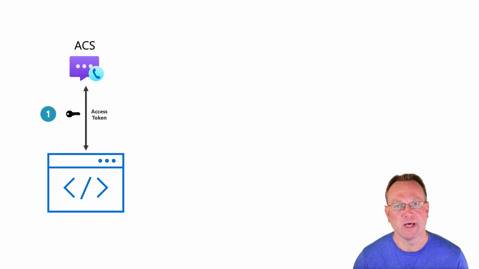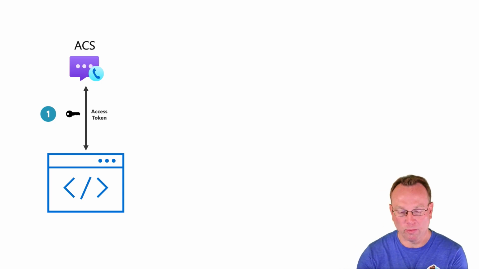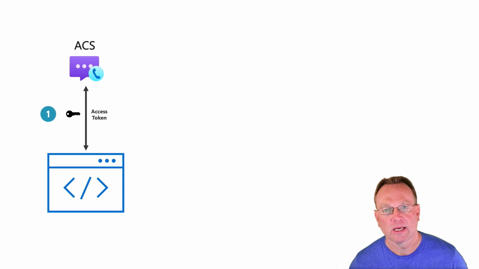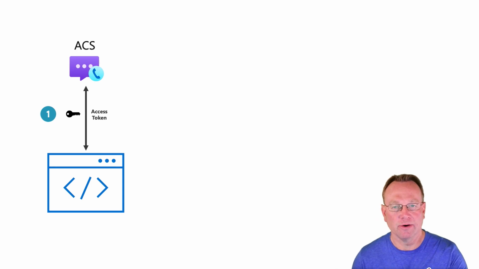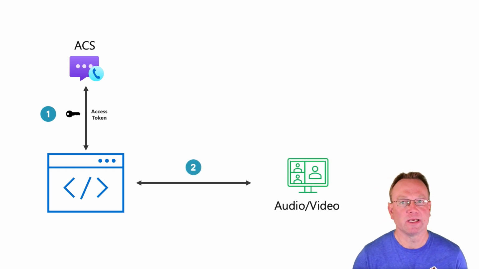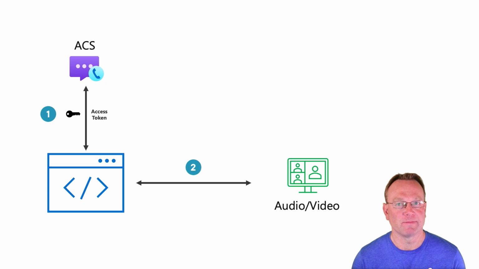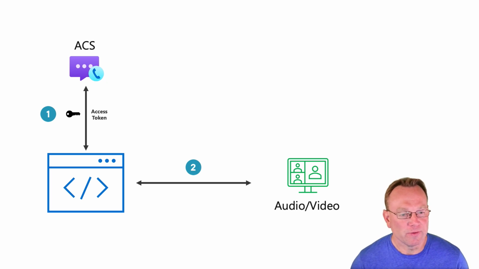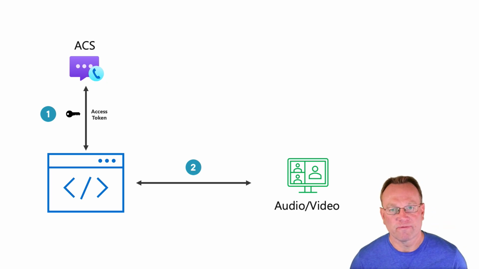And what you would do then is your client, whether it's mobile, web, or desktop, can then make a call to your backend code. It can then issue a token, and then that token can be used to actually generate the audio, the video, the chat, the SMS, whatever it is. And so that's the general flow, at least at a high level, of how you would use ACS and get started with it.